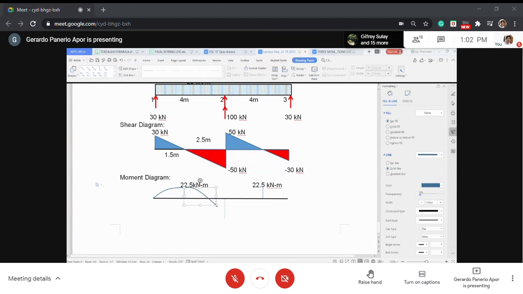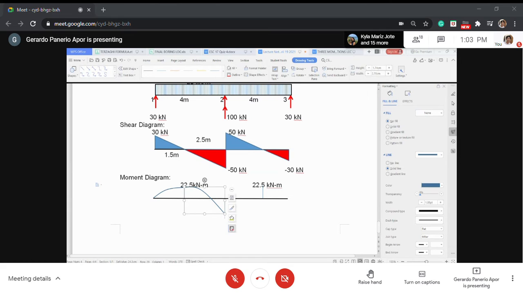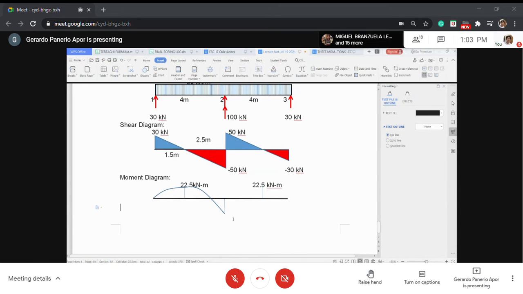Sayang. Insert. Okay, it's not perfect, but anyway, I'll just use it. So here you'll have minus 40 kN-m.